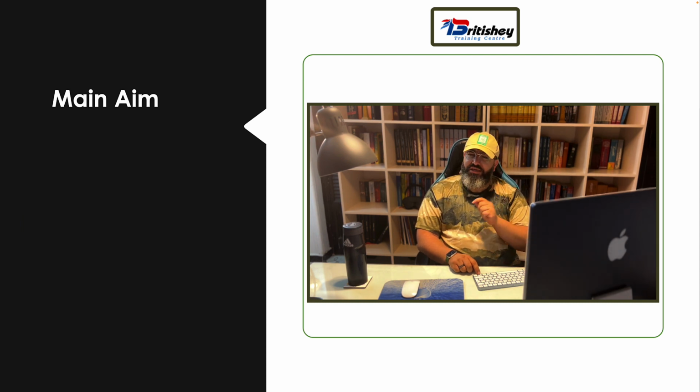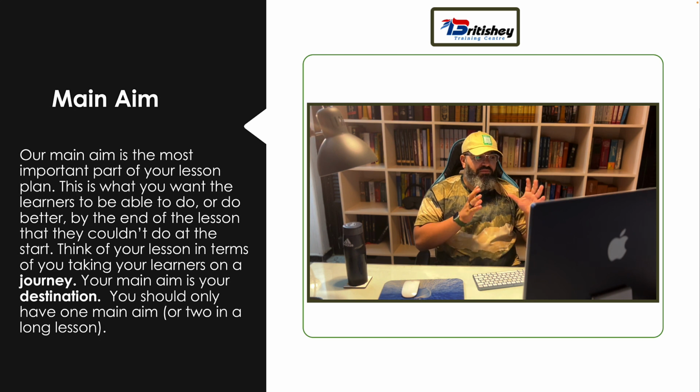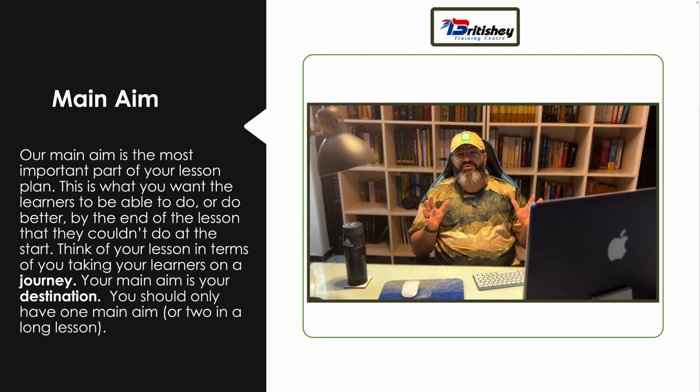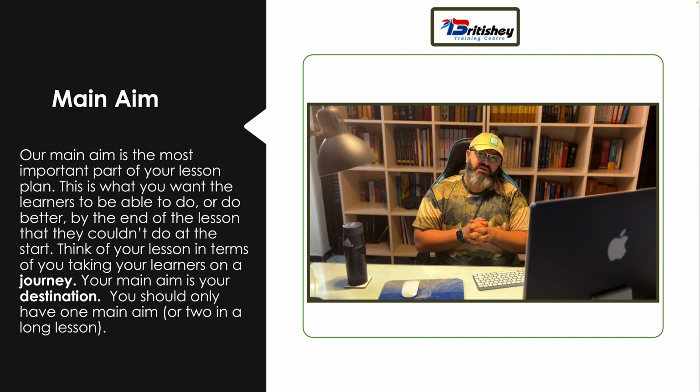And the definition of a main aim is: our main aim is the most important part of your lesson plan. And the reason why we say it's the most important part of a lesson plan is simply because this is why you're in the class. This is why you're teaching this lesson. And if you're unable to achieve your main aim on a CELTA course, then you are in danger of failing this teaching practice. Of course, it depends on at which stage of the course this might happen. However, a teacher who is unable to achieve a main aim is in big trouble.